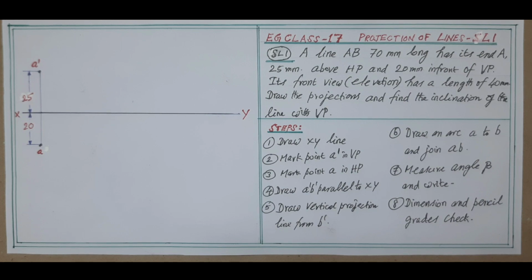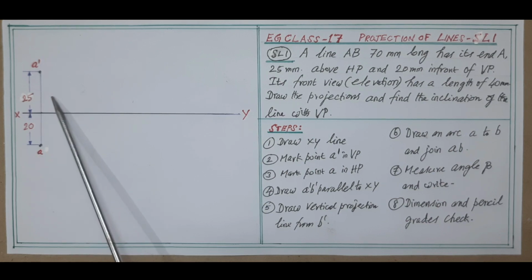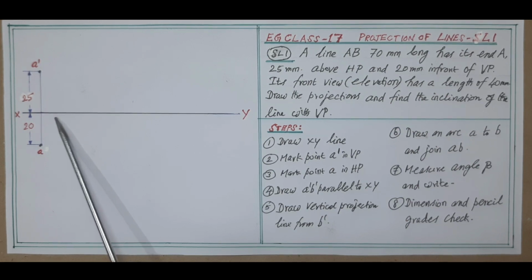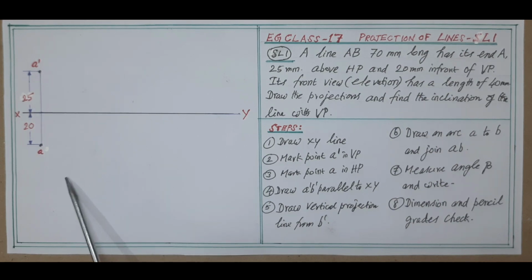Now we will do the problem step by step. As per step 1, we have marked the A dash point above XY at 25 millimeter distance because it is 25 millimeter above the horizontal plane, and since it is 20 millimeter in front of the vertical plane, in the next step draw 20 millimeter below the XY line as the extension line of A dash, starting from A dash, and mark it as A.